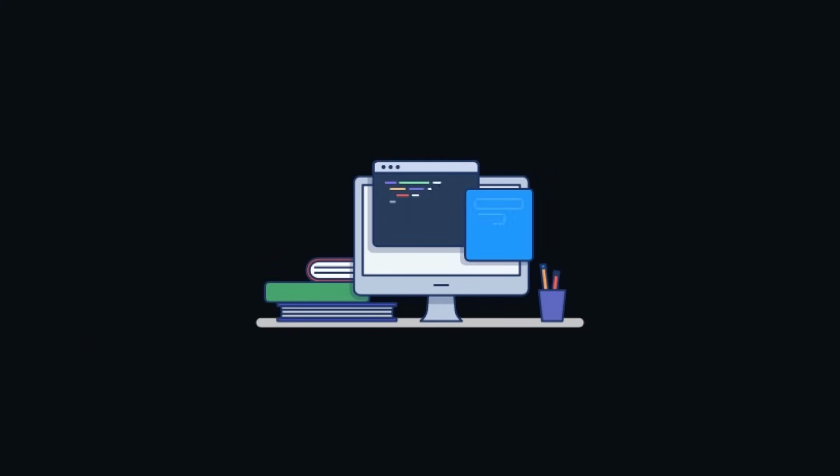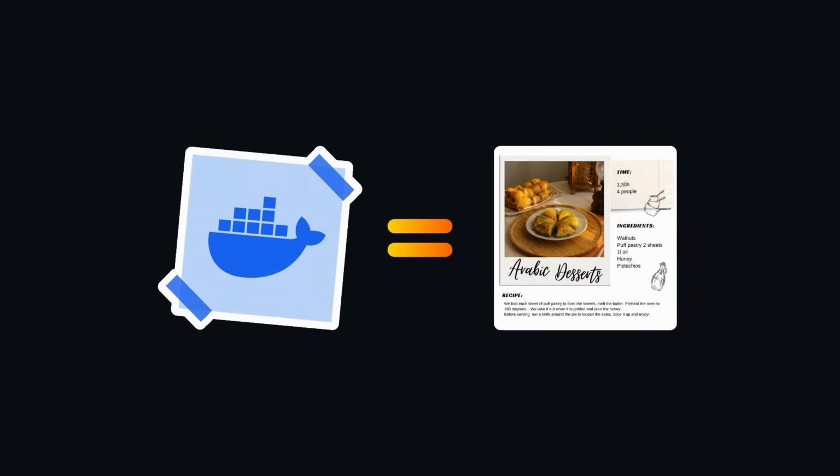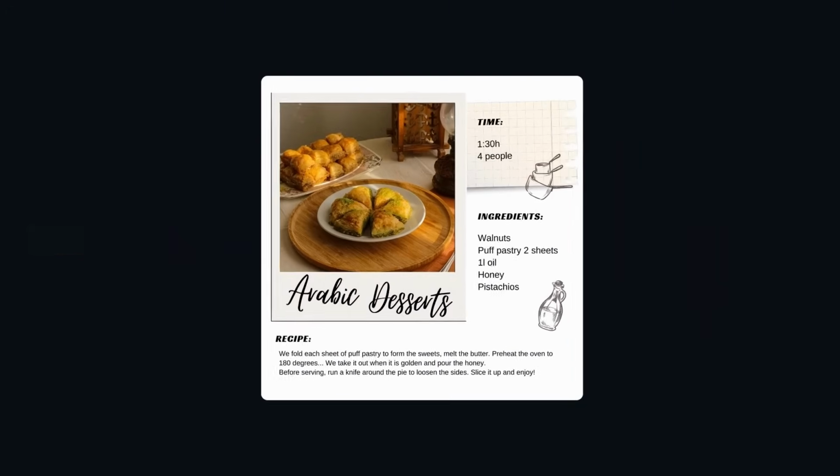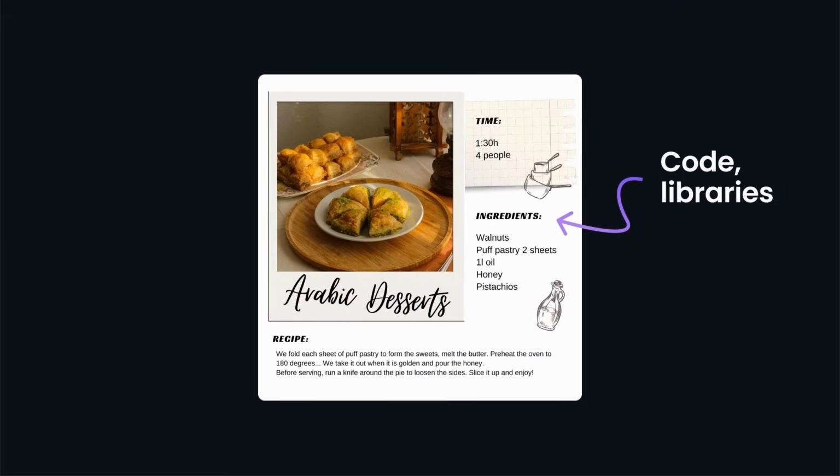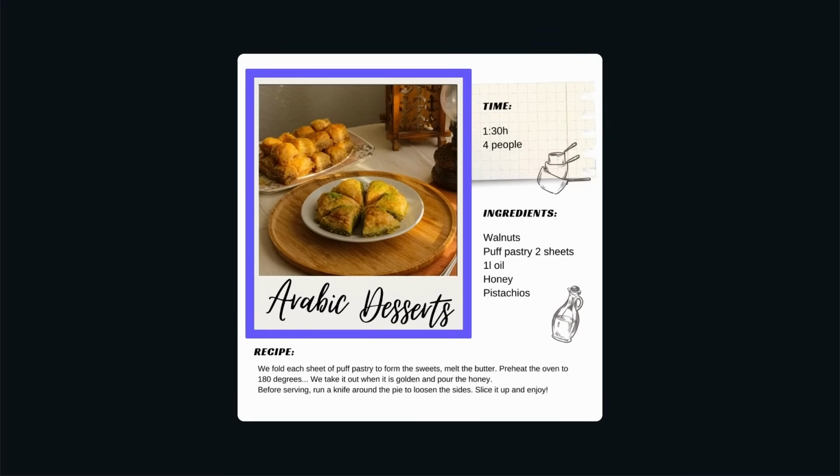Think of a Docker image as a recipe for our application. It not only lists the ingredients, being code and libraries, but also provides the instructions, such as runtime and system tools, to create a specific meal, meaning to run our application. And we would want to run this image somewhere, right? And that's where containers come in.